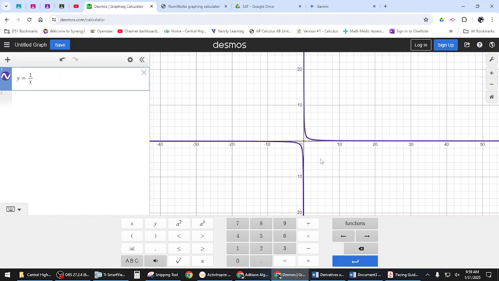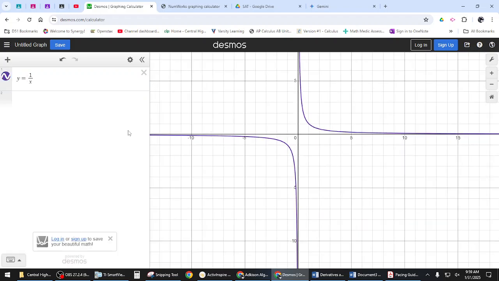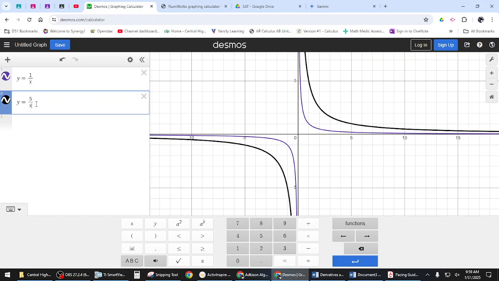So here's the parent function. Let me zoom in so you have a scale. Do you see how it approaches the x and y axis like normal? If we change the numerator to, let's do 5, what do we expect to happen? Okay, do you see how the black line is farther?